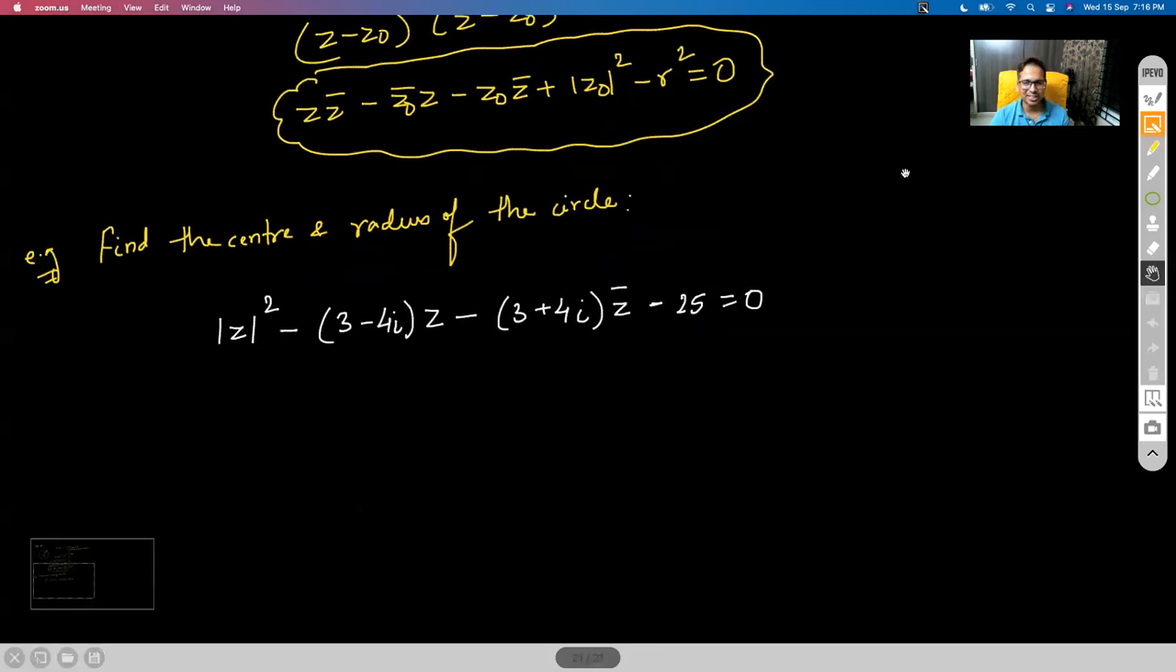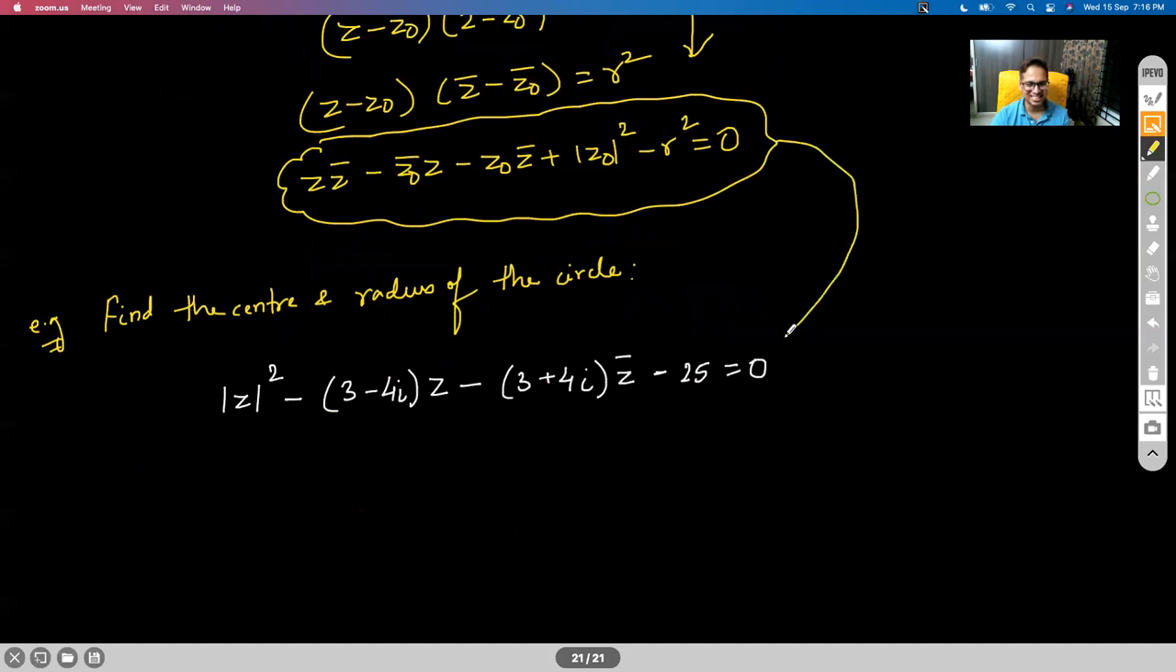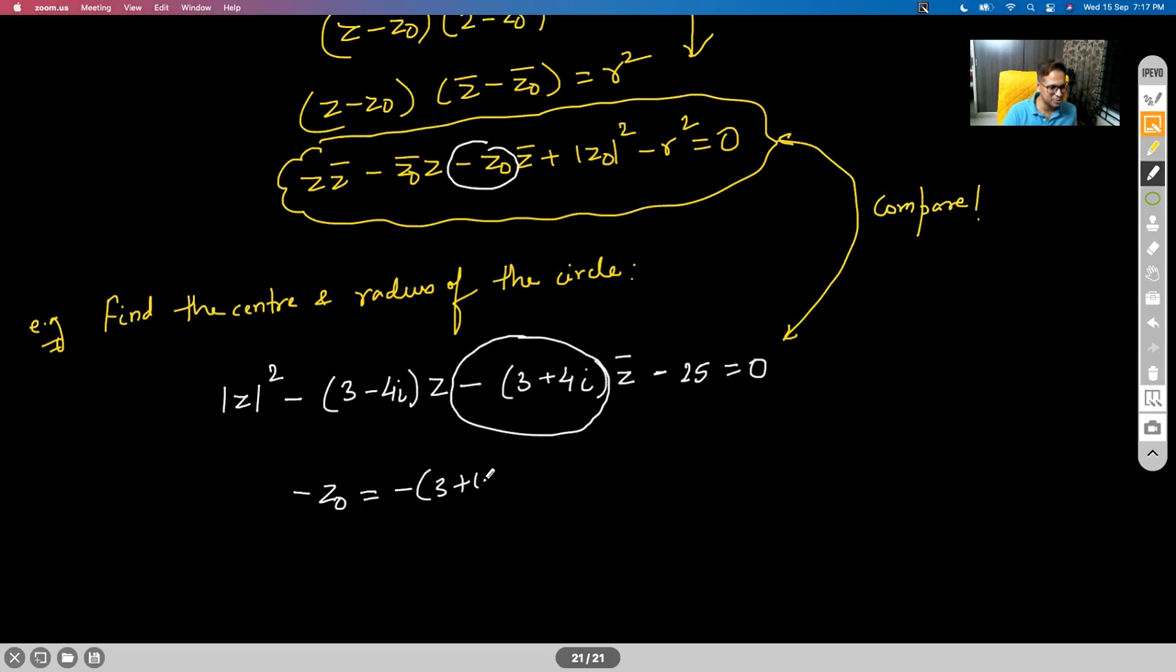Simple, your answer is already there on your screen. You just have to compare these two. That's it. Done. So it says, sir, simple. I will compare the coefficient of Z conjugate, which is minus Z naught. So if you compare minus Z naught with minus 3 plus 4 I, it basically gives you Z naught as 3 plus 4 I. So your center will be at 3 plus 4 I, or as a point, you can write it as the point 3 comma 4.